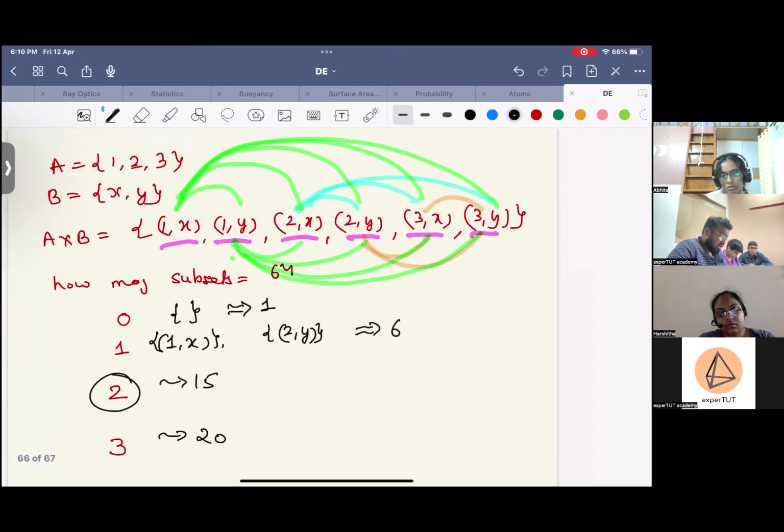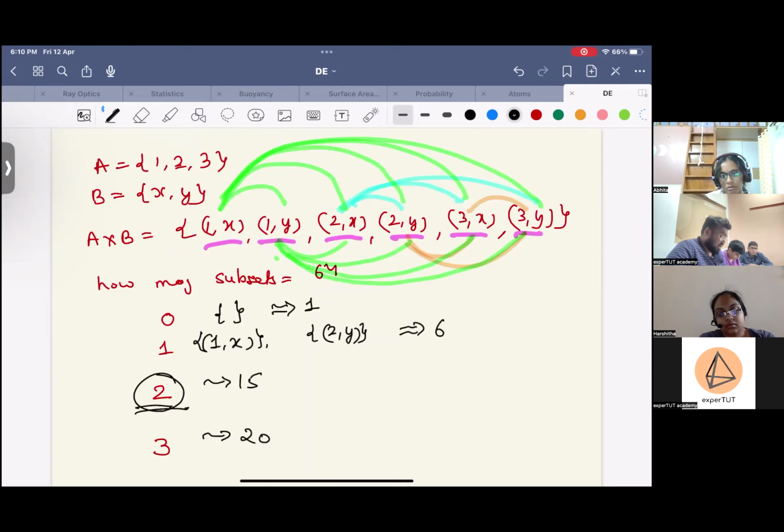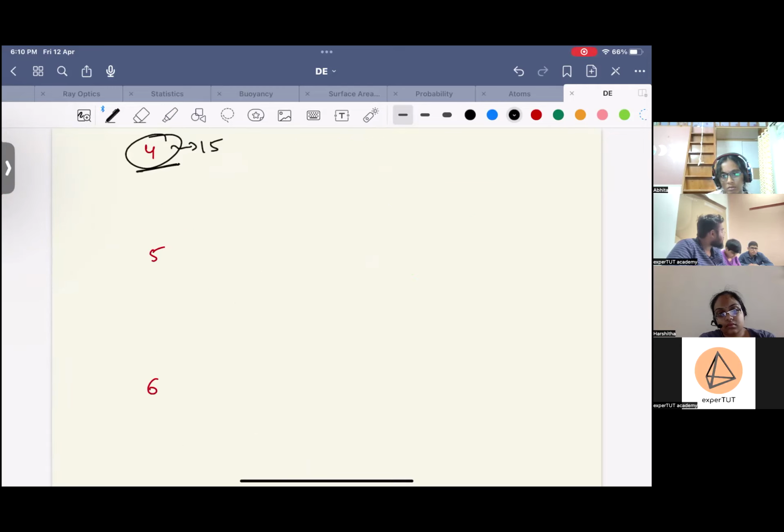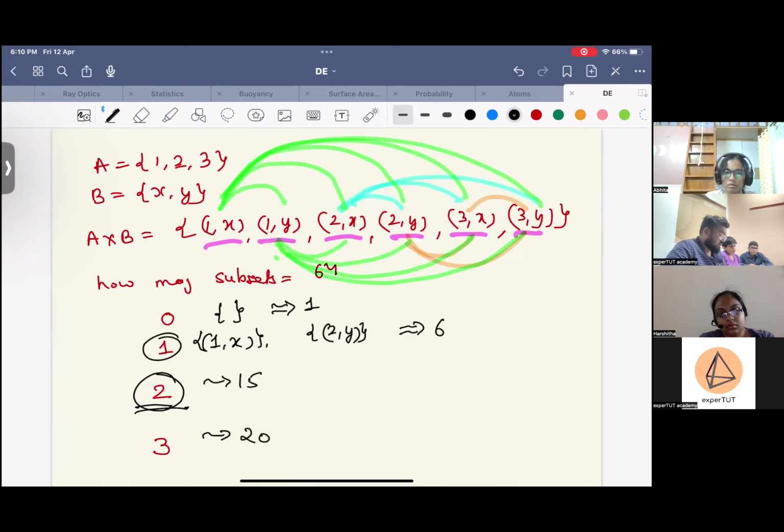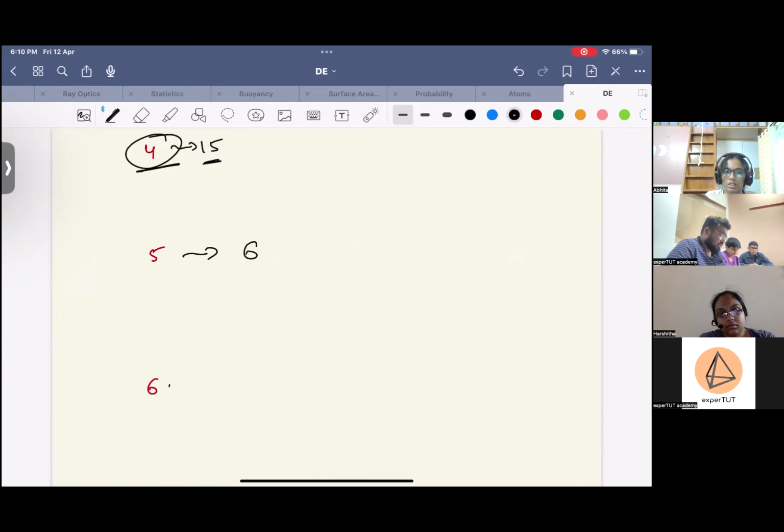Yes, table. So here you were taking 2 elements. Here you are taking 4, which is the same as leaving 2. So in how many ways can you leave 2? Every time you take 4, it is the same as leaving 2. So again it's 15. And accordingly 5 is similar to 1, which is 6. And 6 is again, there is only 1, right?